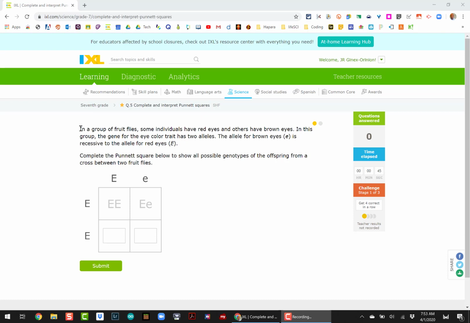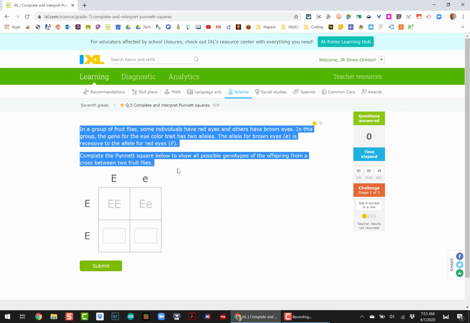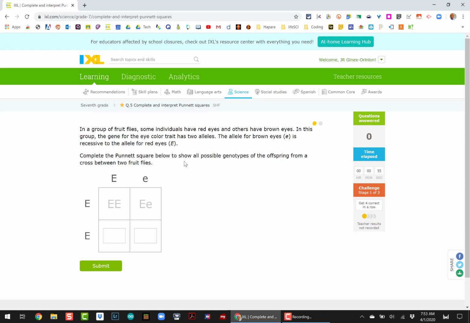So let me just highlight the text so you understand which part I'm reading. It says right here, in a group of fruit flies, some individuals have red eyes and others have brown eyes. And this all has to do with genetics, right? With Punnett squares, the things that we've been learning so far, all you have to understand is that the allele for brown eyes is the little e, and that's recessive to the allele for red eyes, capital E. And all you need to do now is complete the Punnett square.